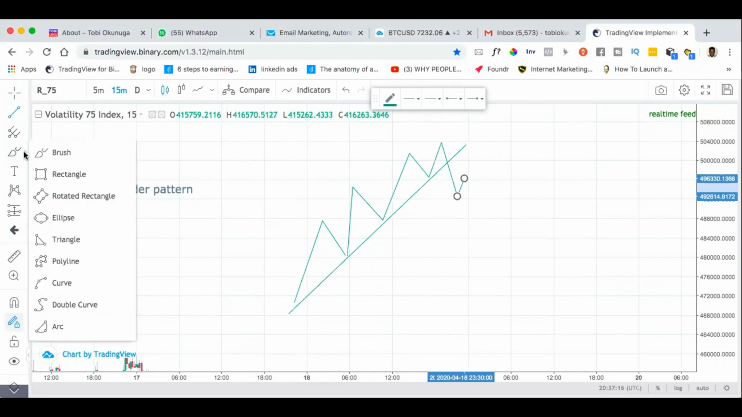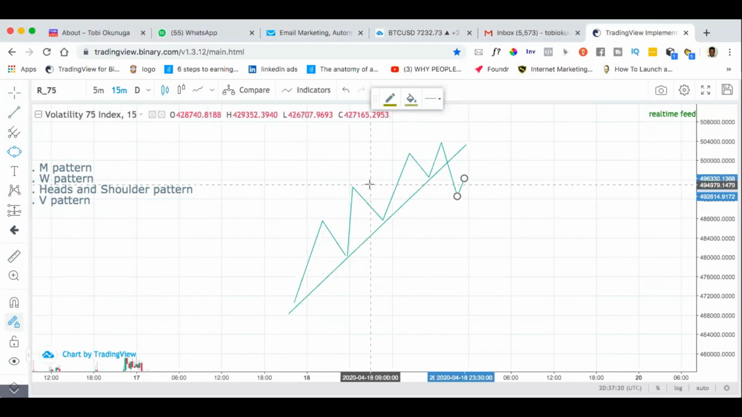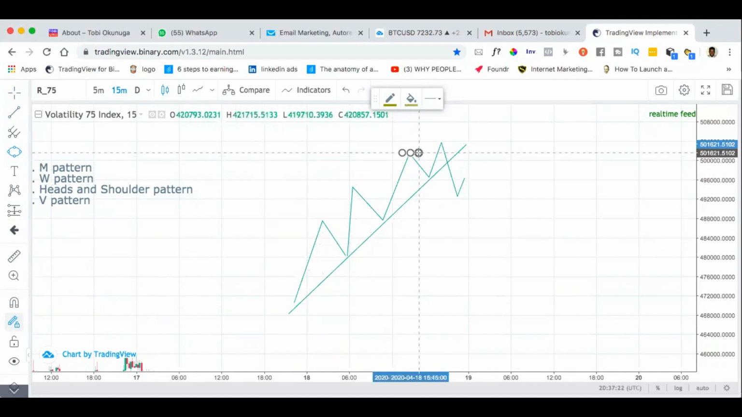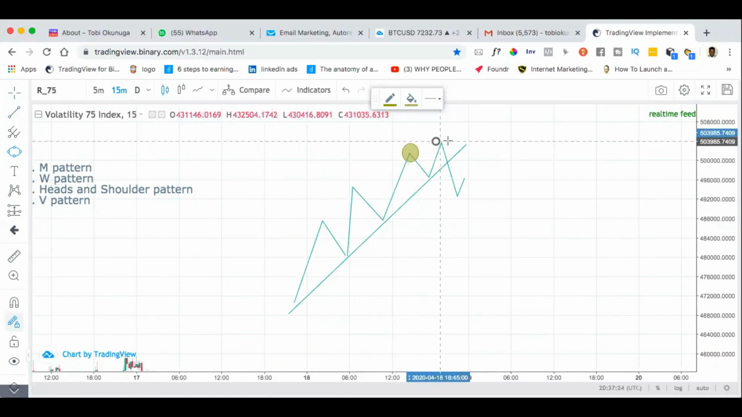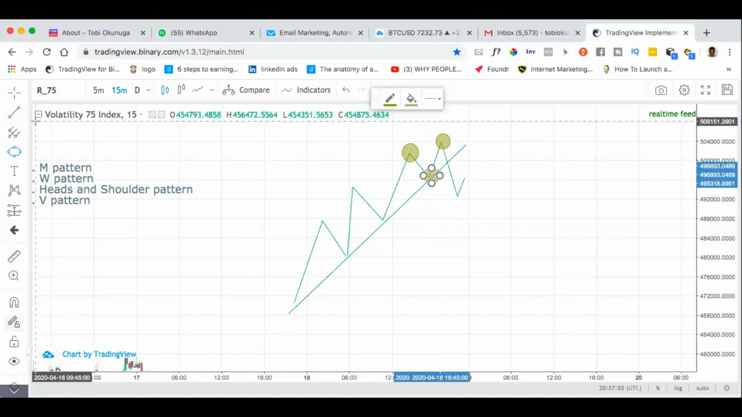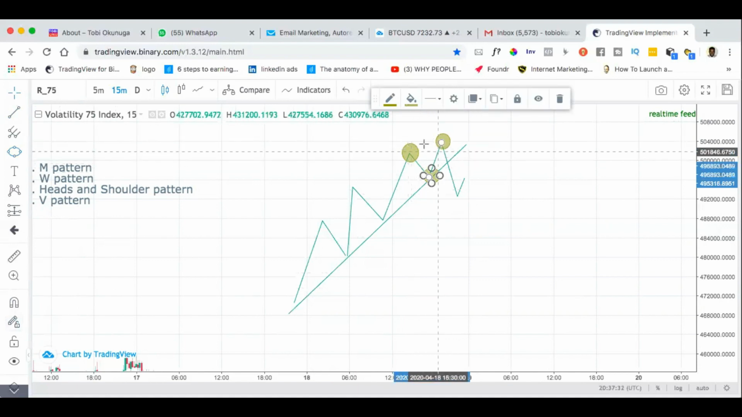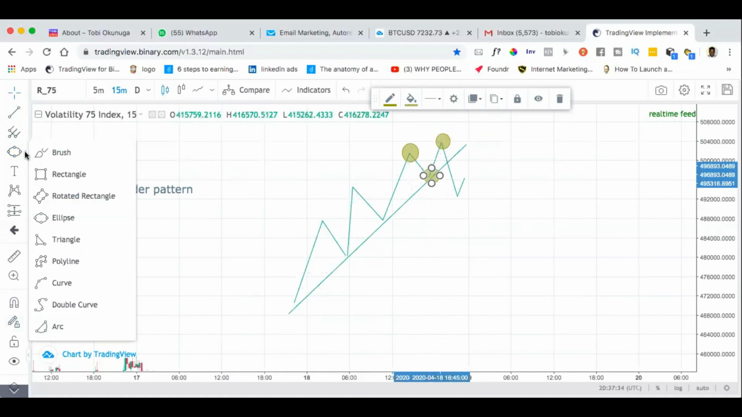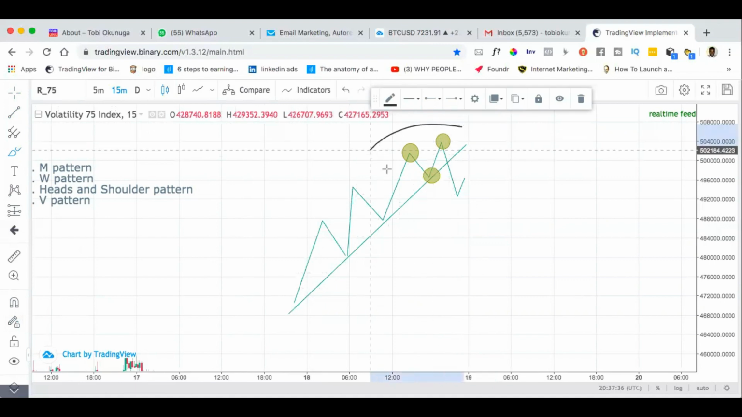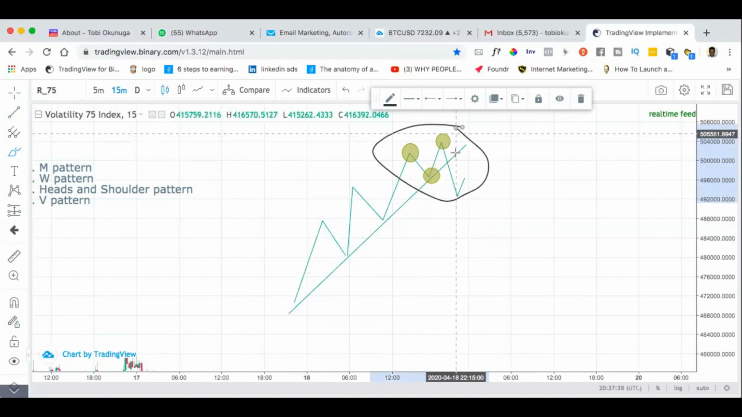So these are the major points, guys. So this is the M, these are the major zones. As you can see, this forms an M pattern.